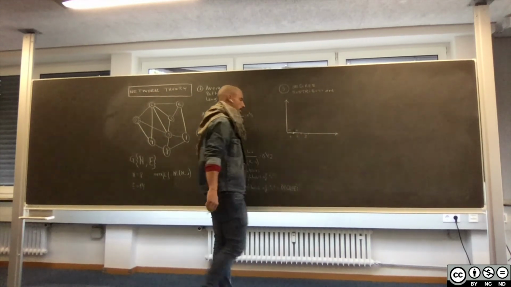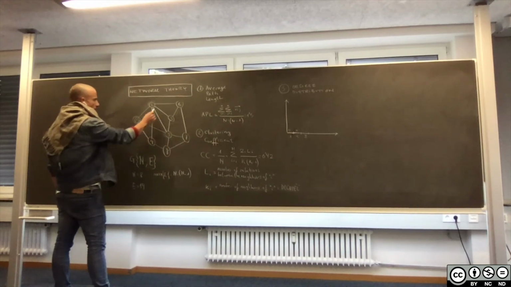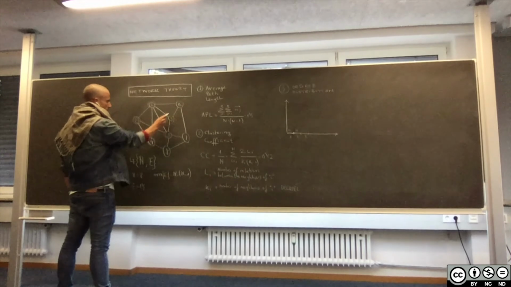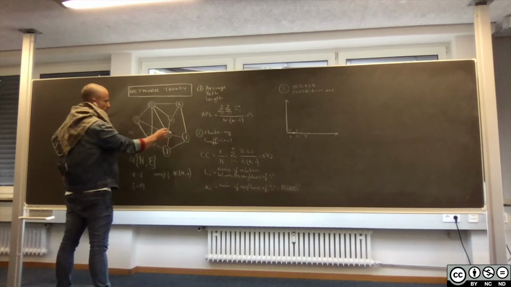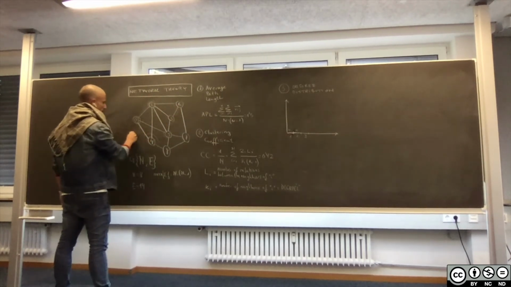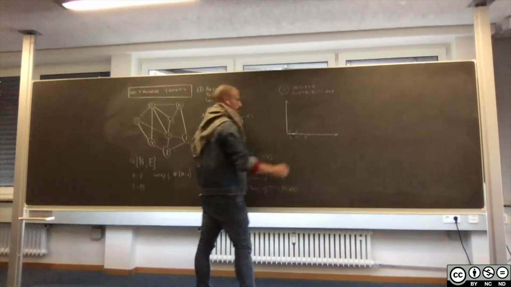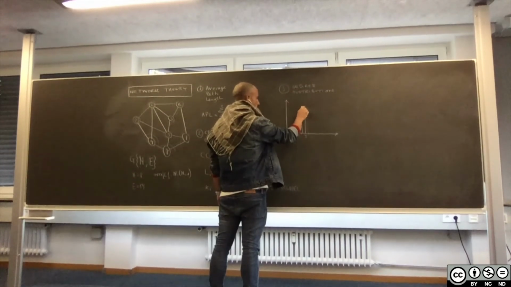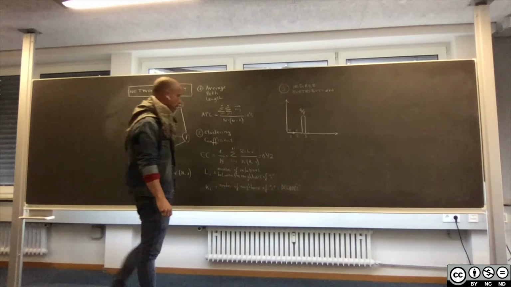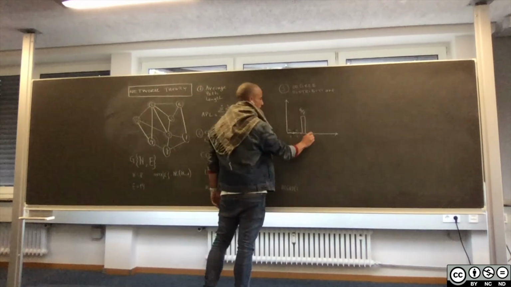How many nodes have 3 neighbors? Well, number 1 has 3 neighbors. Number 2 has more. Number 3 has 3 neighbors. Number 4 has 3 neighbors. Number 5, no. Number 6 has 3 neighbors. Number 7 has 3 neighbors. Number 8 has 3 neighbors. So 6 nodes have 3 neighbors. So we have here 6 divided by 8 of the network has 3 neighbors. And 4 neighbors and so on and so forth.